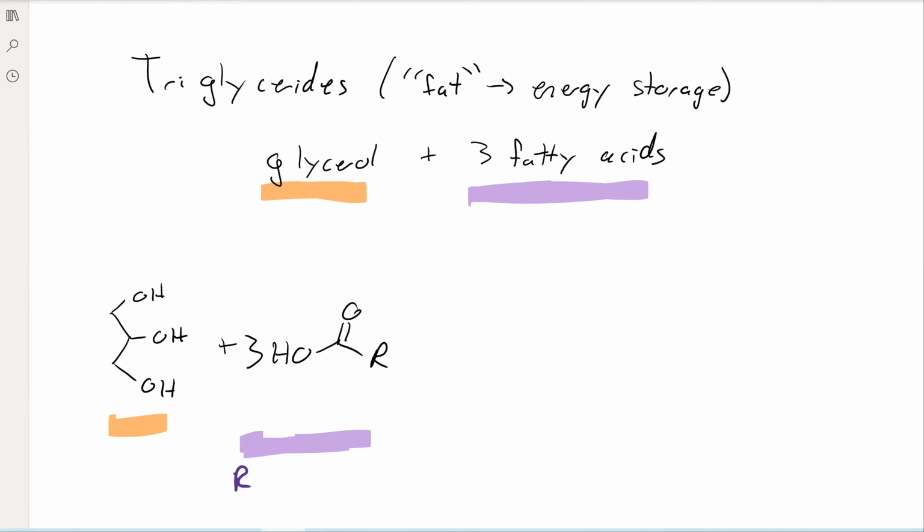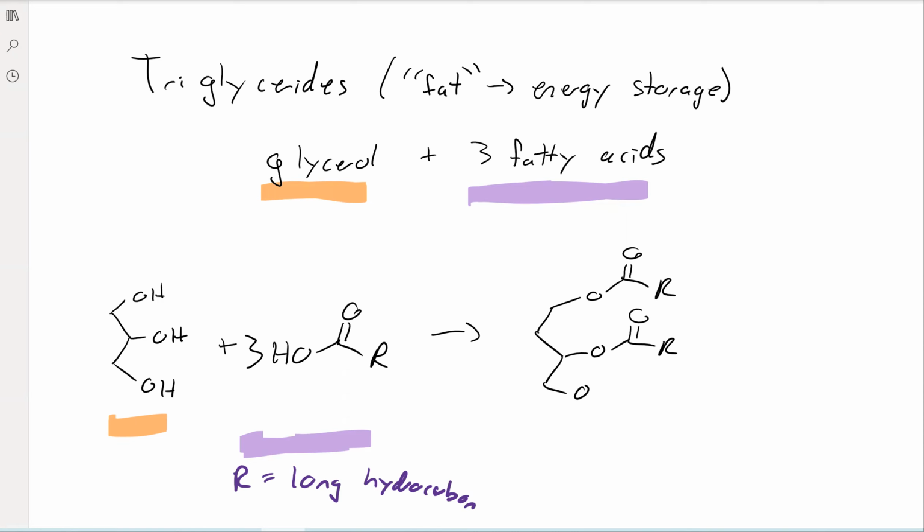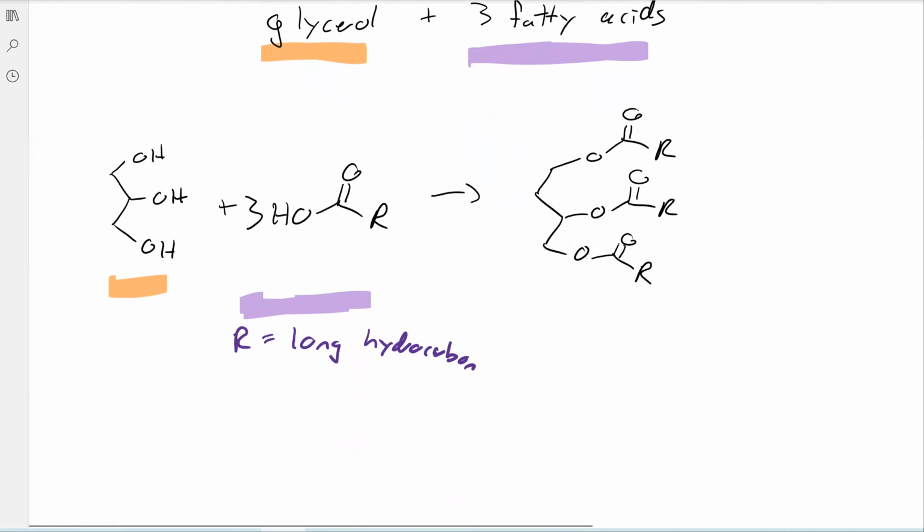Right, and again, here R is some kind of long hydrocarbon chain. In both waxes and these fatty acids, these hydrocarbon chains generally are not branching, so they're just straight chain. Anyways, they combine together. Alcohol plus carboxylic acid equals ester. And when I think about the chemistry of esters, you can hydrolyze them using acidic or basic conditions. You can do all kinds of cool things with them.